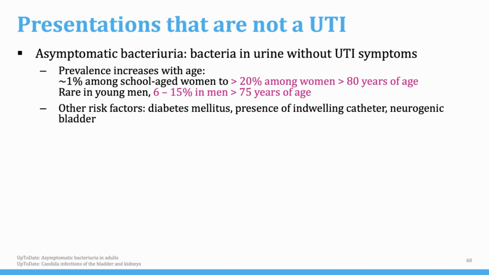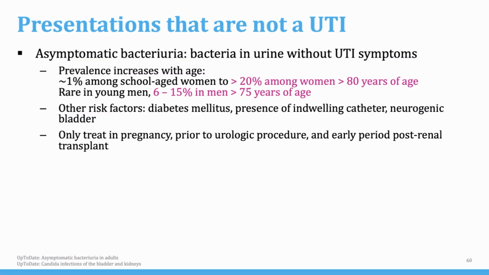Some other risk factors include diabetes, the presence of an indwelling catheter, and neurogenic bladder, such as in people with spinal cord injury. So really, the only time to consider treatment would be in pregnancy, prior to a urologic procedure, and early in the period post-renal transplant. I doubt you would be tested on that latter point.